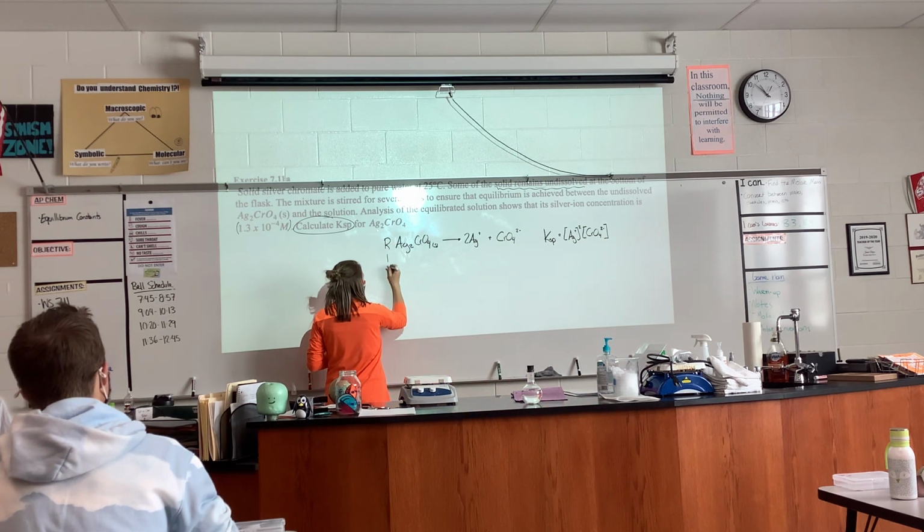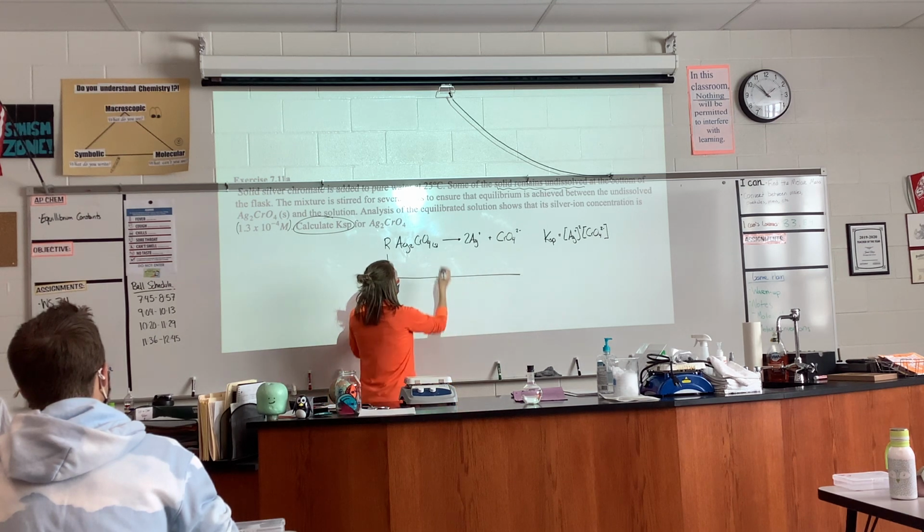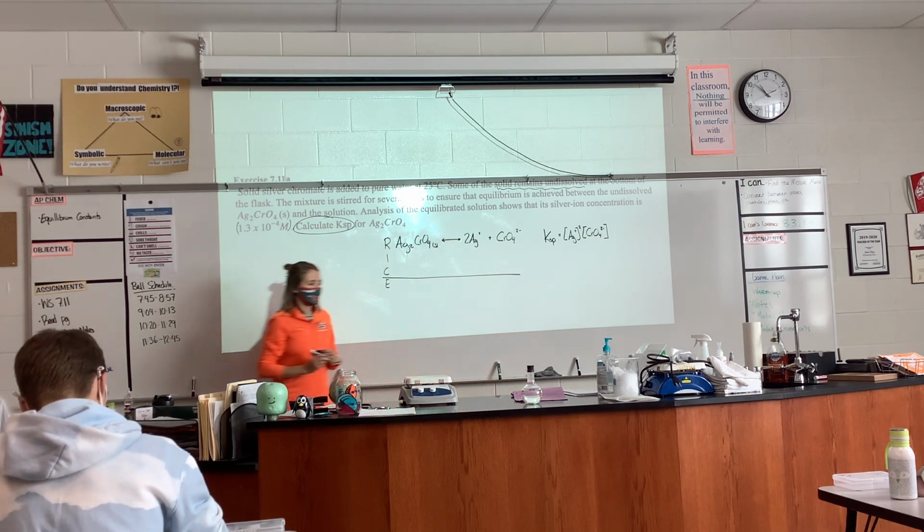Yeah, Gavin? Is the arrow supposed to go both ways, or is it just one way? Ah, one way, yes, thank you. Cool. Good catch.